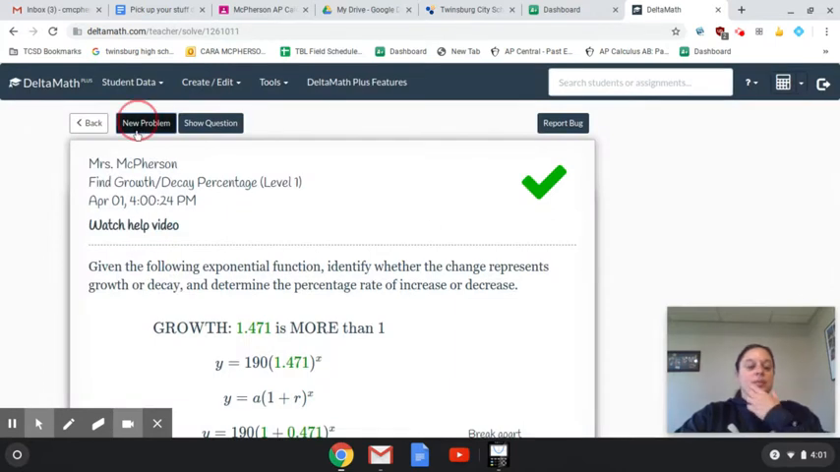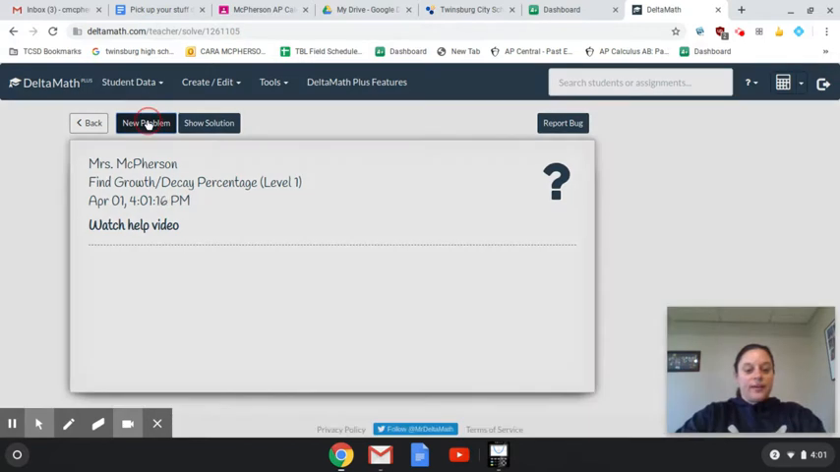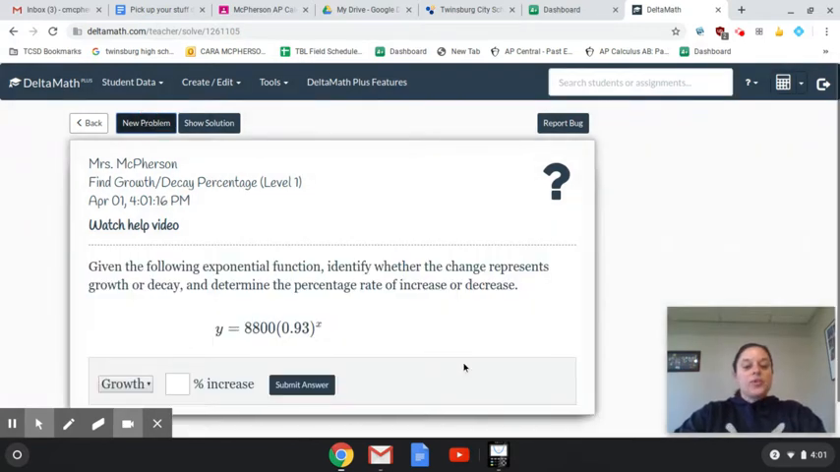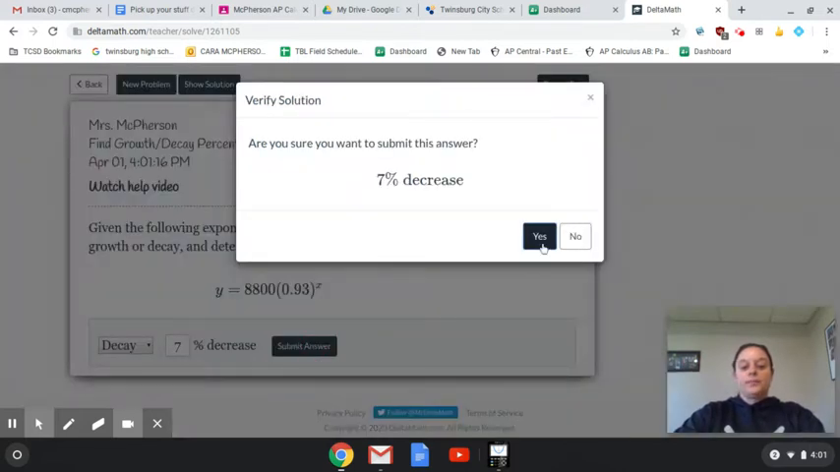You're also going to see ones that are going to ask you to identify a decay. Let me see if I can find one for you to help you. Here's one. So this one wants to know if it's a growth or a decay. This time, because it's less than 1, it's going to be a decay. So you're going to have to change your drop-down menu. And then it wants to know how much is it dropping. So now you want to see how much did it go down from 1. So this would be 93%. That's a 7% drop. So your decrease would be 7, and that's what it's looking for.